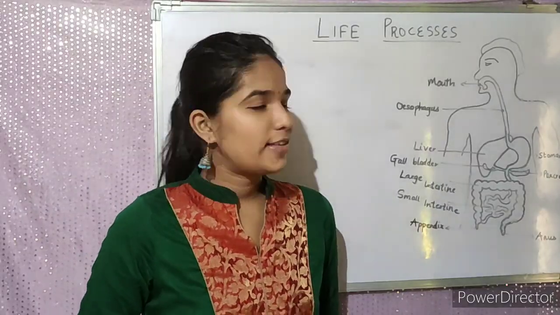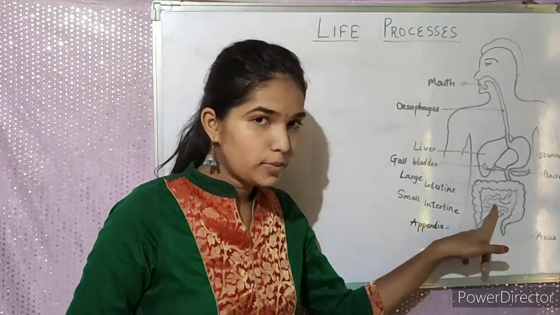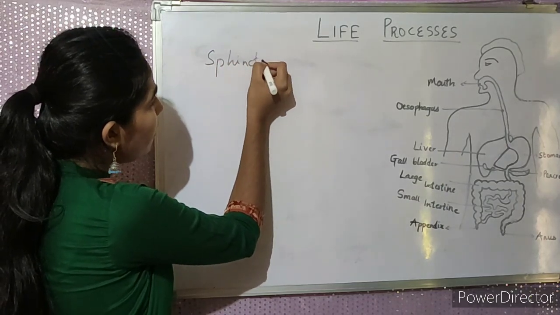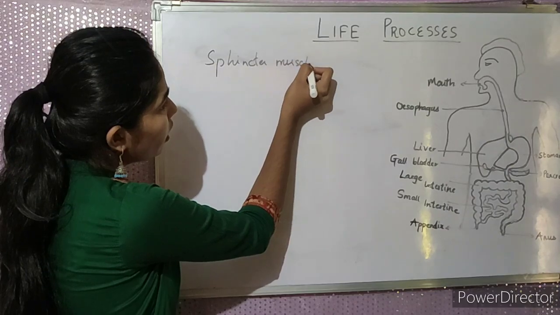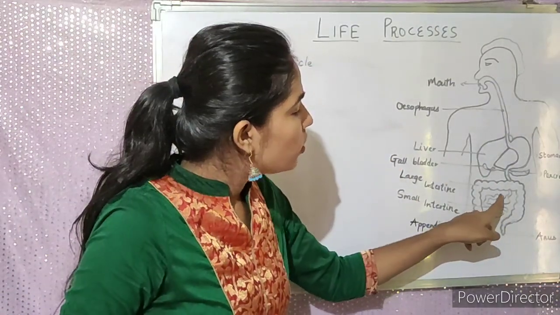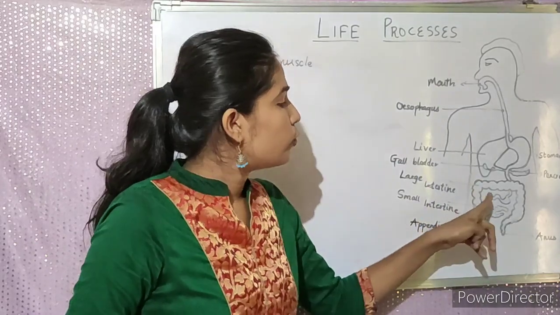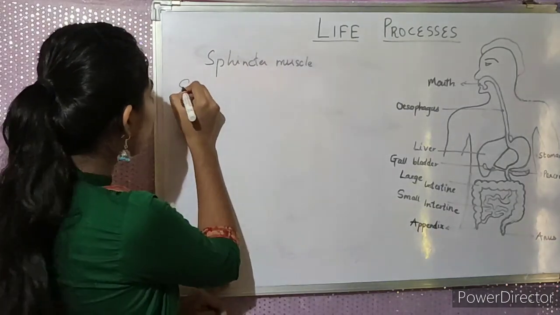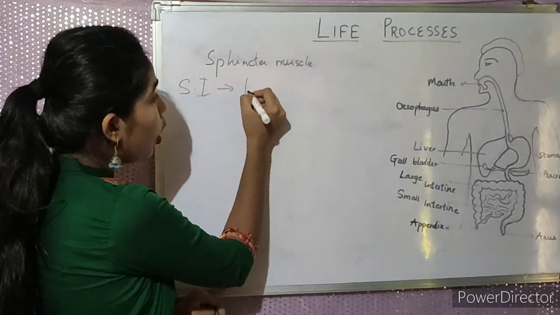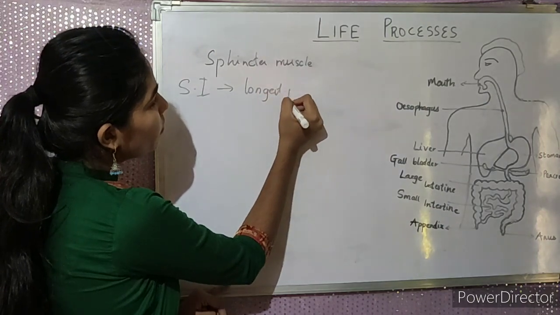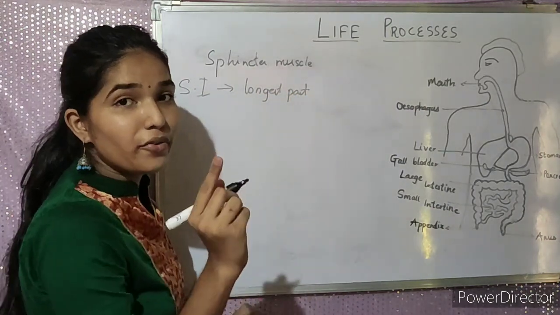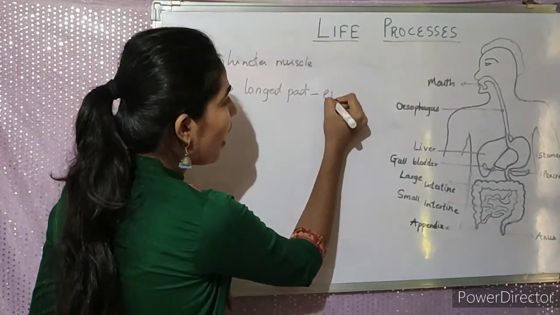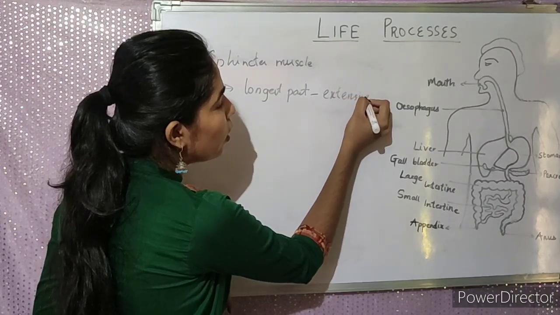Okay. So the exit of the food from the stomach to the small intestine is regulated by the sphincter muscle, which releases the food in small amounts into the small intestine. Okay. So now the food has entered into the small intestine from the stomach. And this small intestine is the longest part of the alimentary canal which is fitted into this compact space due to extensive coiling.